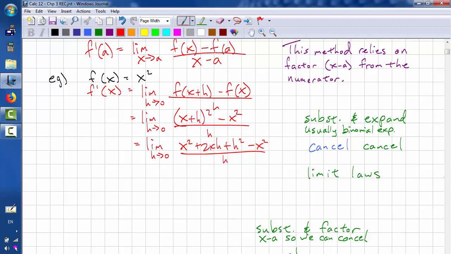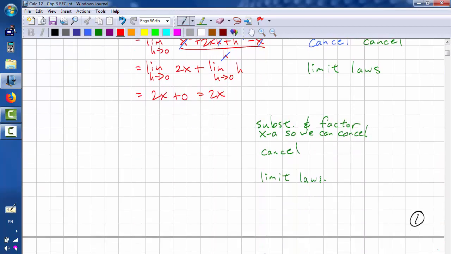Now we can cancel. We're going to cancel x squared first, and then we can cancel out an h second. Okay, you can't cancel these first because we need an h in every term. Once we've canceled out the x squared, now we have an h in every term, and we can cancel out the h's. Now we just need to break it up into separate terms. We have 2x plus limit as h approaches 0 of h. That's 2x plus 0. So that's just 2x.